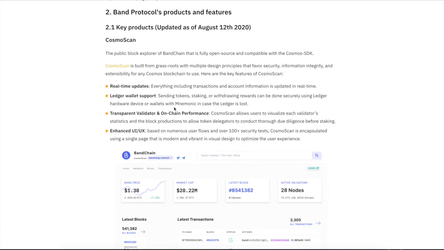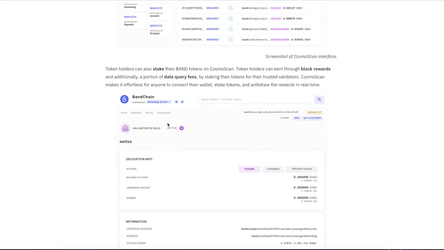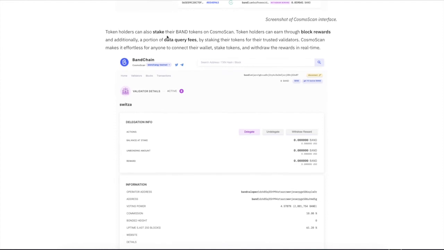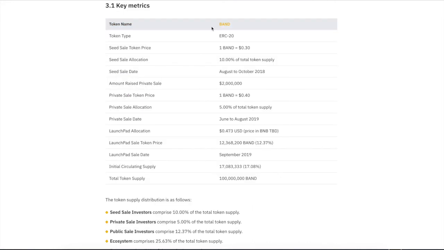Yeah, so here's some other things you can research. I'll put a link in the description so you guys can check this out. But you can also stake your Band tokens on CosmoScan. You can also earn a portion of data query fees, which is what I was talking about where the guy goes and fetches data.